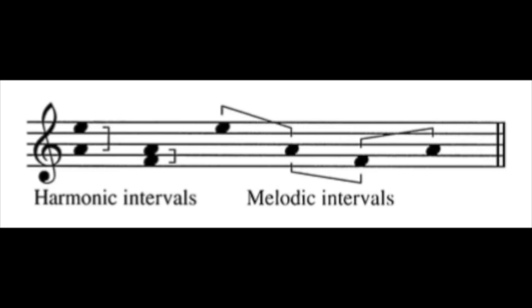So here we have the harmonic interval of A to E and of F to A. Then we have the melodic intervals of E to A, and then F to A. There are 2 parts to any interval name: the numerical name and the modifier that precedes the numerical name.